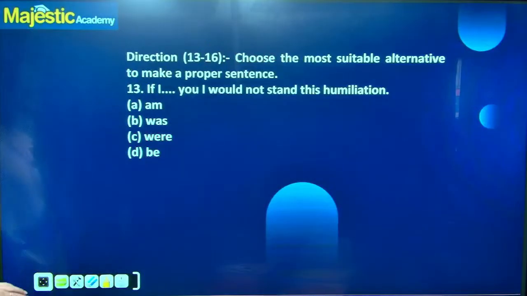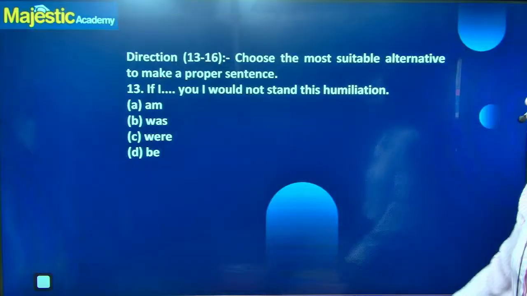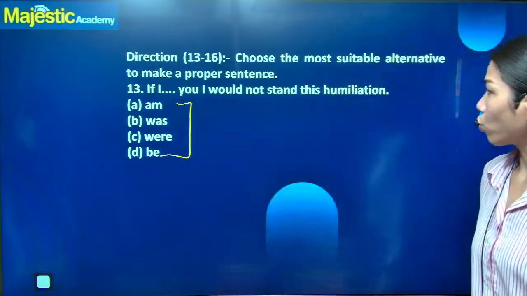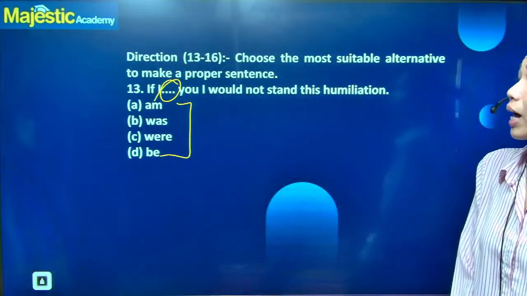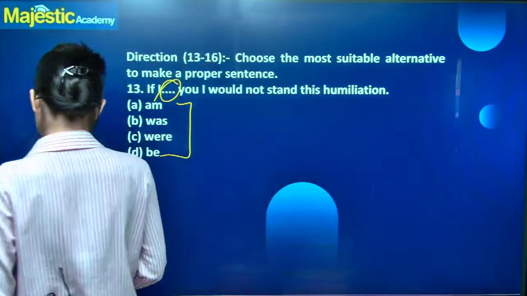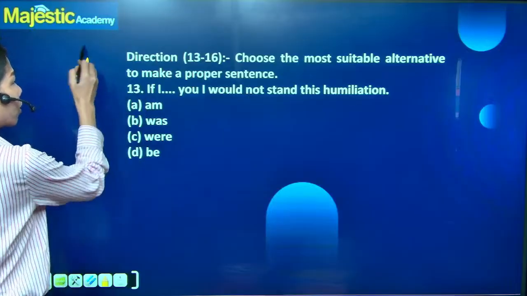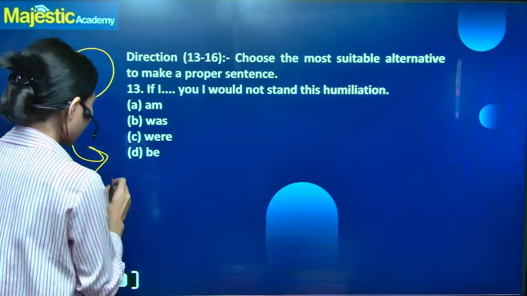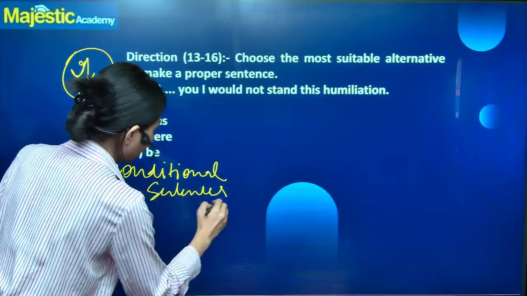Okay, let's move to the next question, and we have a different direction for this set of questions. The question says, choose the most suitable alternative to make a proper sentence. Okay, so we have to use an option which is given below, and we have to fill this blank. Okay, so let's do this question. The question says, if I dash you, I would not stand this humiliation. Okay, so now if we see any sentence, again we have a rule for this type of question. If we see any question where it starts with if, okay, so if से start होने वाला हर question हम इसको conditional sentences की basis पे solve करते हैं. ठीक है.